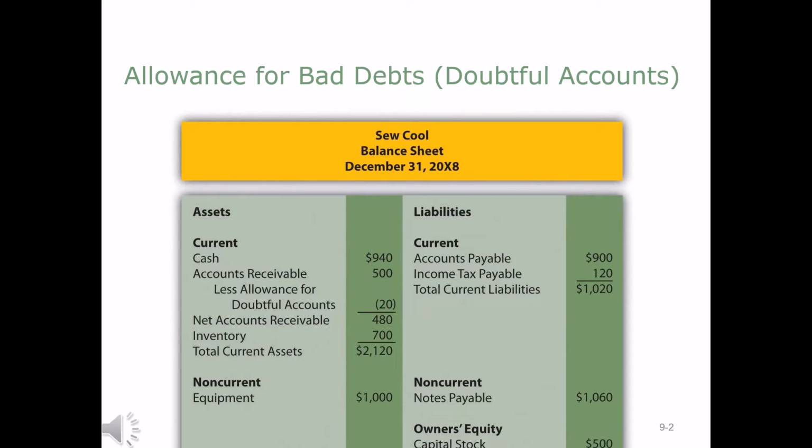We also have to consider the fact that not every customer will pay us even though they owe us. We're going to start using a new account called the Allowance for Bad Debts. The Allowance for Bad Debts is a contra asset account that shows up as an adjustment to accounts receivable.